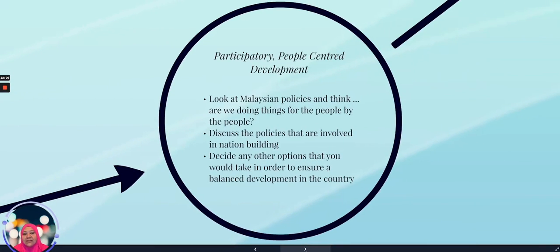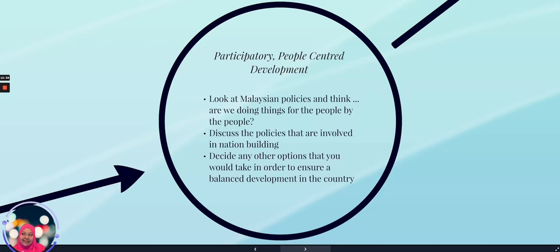Participatory, people-centered development, what does it mean? Now, if you look at our Malaysian context, especially the policies, so do you think that the government of Malaysia, are they doing things for the people? They are the people, okay? The government, the people in the parliament, they are the people. But are they doing things for the other people? Basically for the nation. So are they doing that?